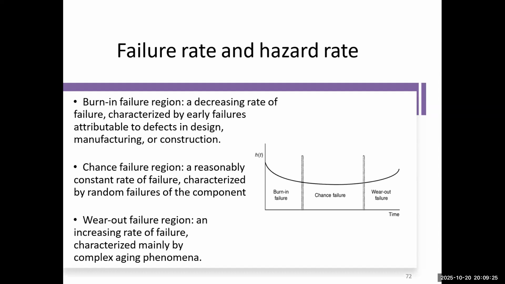And the next region will be the chance failure or useful life region. This is the period of a stable, lower, and constant hazard rate. The failures here are not due to age or defects, but random, unpredictable events like a power surge or an accidental overload. So this is the prime of our component's life. And finally, we have the wear-out region. Here, the hazard rate begins to increase rapidly due to aging phenomena, such as material fatigue, corrosion, or cumulative wear and tear. So the components are simply reaching the end of their service life.